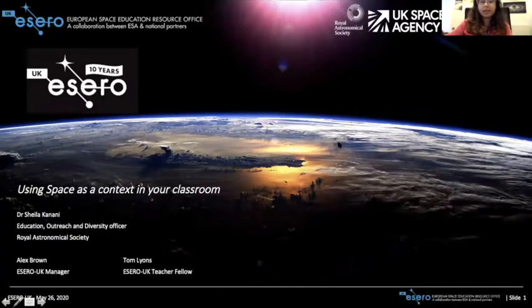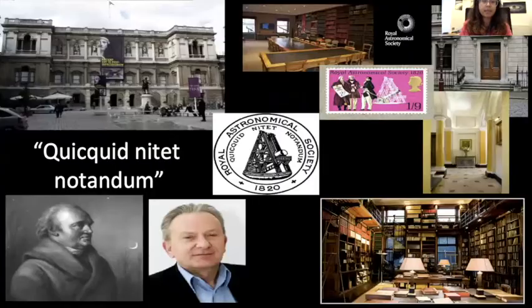This is the Using Space as a Context in Your Classroom session, run by the Royal Astronomical Society, but actually organised by ESERO UK, which is part of ESA and the UK Space Agency. My name's Sheila, and I'm the Education Outreach and Diversity Officer at the Royal Astronomical Society. For those of you that haven't heard of the Royal Astronomical Society before, it's a learned society. It's 200 years old this year, so it was formed in 1820. And the offices are in central London. Obviously, they're closed at the moment, but when they are open, we do host sessions like this in the office.